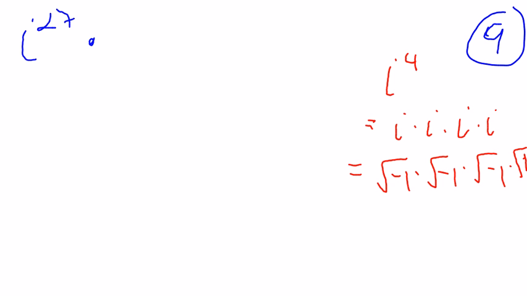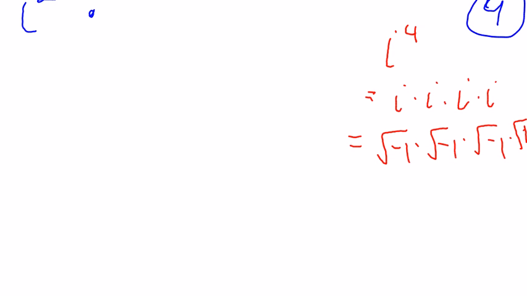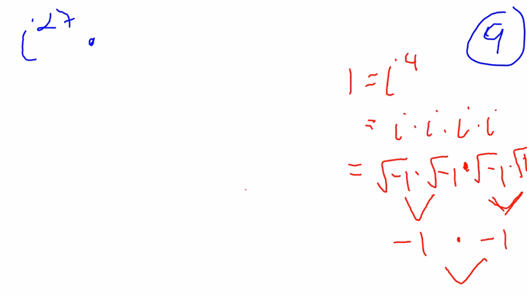From there, I know that these guys multiply out to give me a negative 1 because it's a root negative 1 squared. Same thing with these guys. They multiply out to give me a root negative 1 squared, so I get negative 1. Now these guys, I'm multiplying in between here because there's a multiply sign there. So multiply those guys, I get a double negative, I just get straight up 1. So I know that i to the 4th is equal to 1. I'm going to use that in this problem.